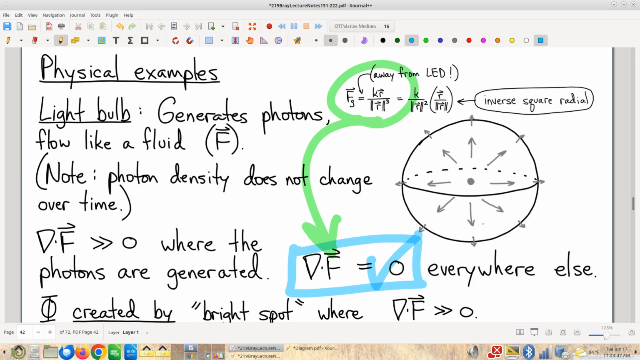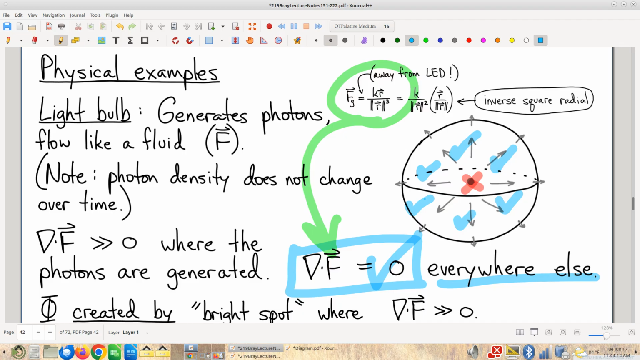Now that's everywhere else, so not the origin, right? But everywhere else, divergence is 0. Y'all may have already done that calculation back in chapter 3, I think. I can't remember. But anyway, if you haven't done that calculation yet, it's a good sort of training exercise, right? If you have, then no need to do it again.